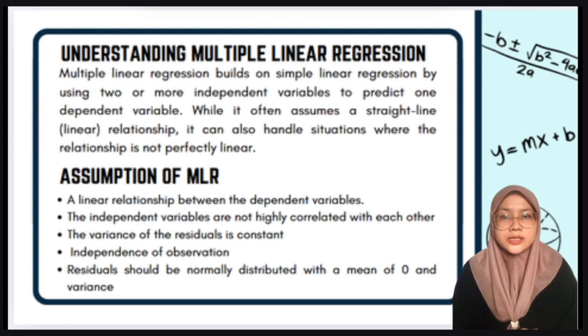Second, the independent variables should not be highly correlated with each other. This is to avoid multicollinearity, which can affect the reliability of the coefficient. Third, the variance of the residual must be constant across all the levels of the independent variable. It means the spread of the error should be even. Fourth, the observations must be independent from each other. In other words, the outcome of one observation should not influence another. And lastly, the residual should be normally distributed with a mean of 0 and constant variance. This ensures that the model predictions are unbiased and reliable.